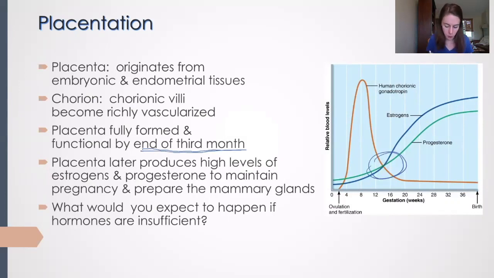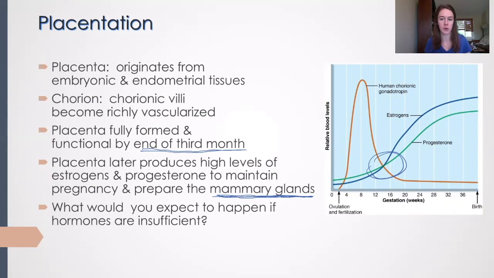Those hormones that come from the placenta will also help prepare the mammary glands to start developing those lobes, which are going to be milk producing when you are late in pregnancy. If you don't have enough of any one of these hormones, again, you can have spontaneous abortion occur.